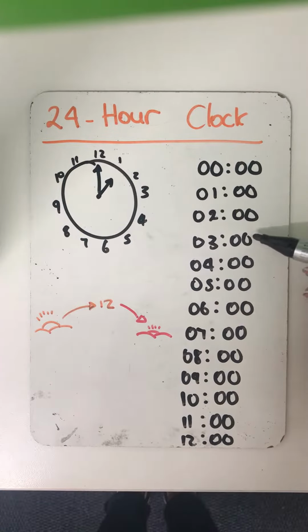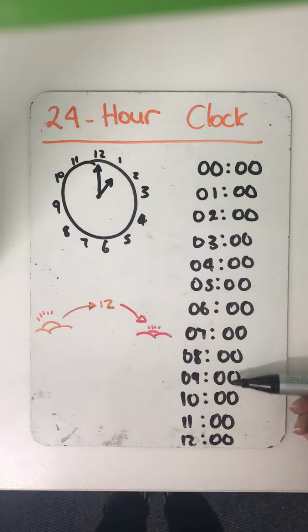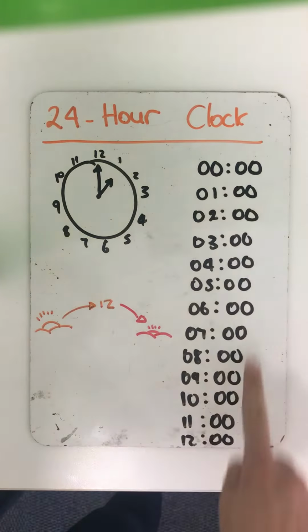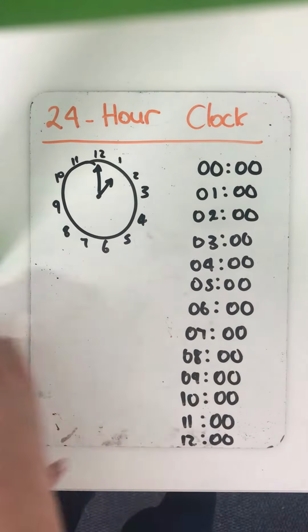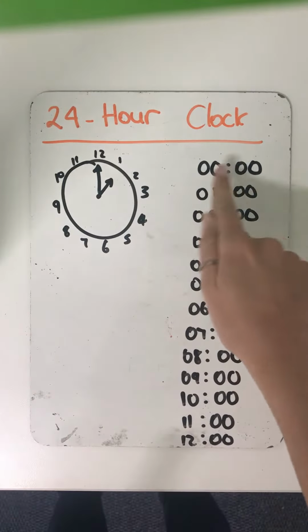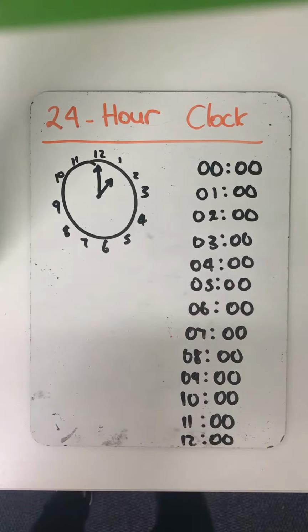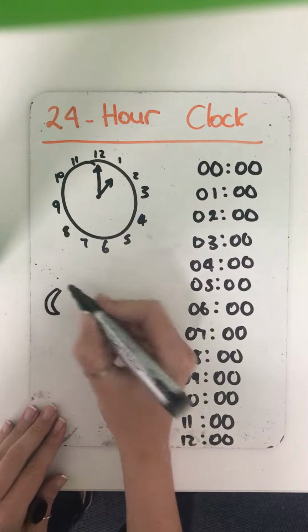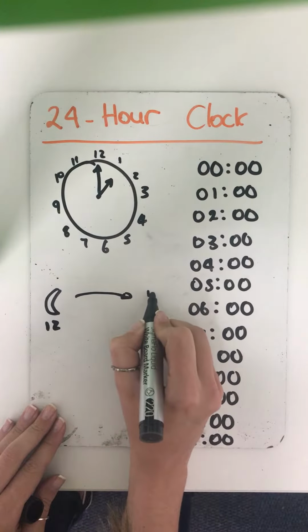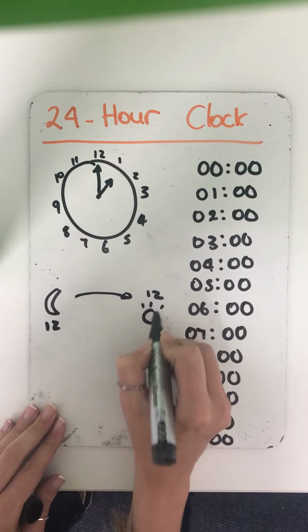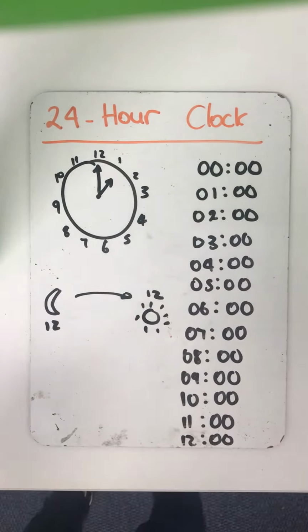And the same for 2 o'clock, 3 o'clock, 4 o'clock, 5 o'clock, 6 o'clock, 7 o'clock, 8 o'clock, 9 o'clock, 10 o'clock, 11 o'clock, and 12 o'clock. Now this way of writing the time is writing the time from 12 o'clock at midnight. So 0000 is 12 o'clock at midnight, all the way to 12 o'clock midday, so when the sun is up at 12 o'clock during the daytime.